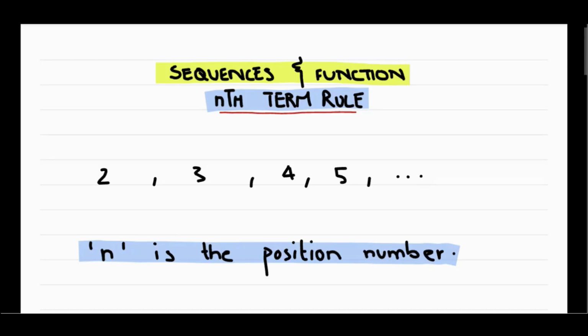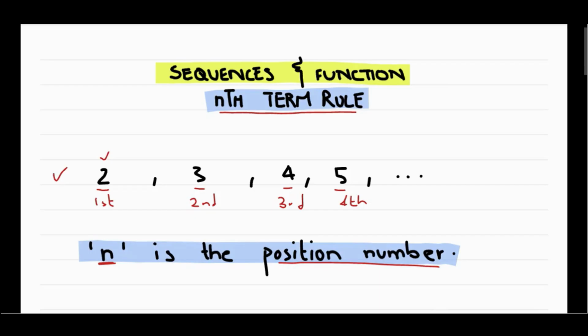Before we start, we need to know what a sequence is. A sequence is a list of numbers that follow a specific pattern, in terms of addition, subtraction, or multiplication. We should know that in a sequence, all of these numbers are terms. So this is the first term, this is the second term, this is the third term, and this is the fourth term. Now, the letter n here represents the position number of a specific term.